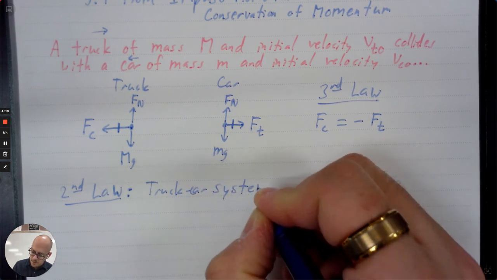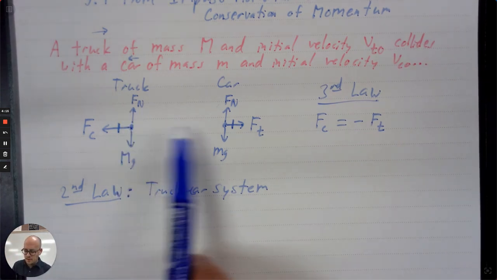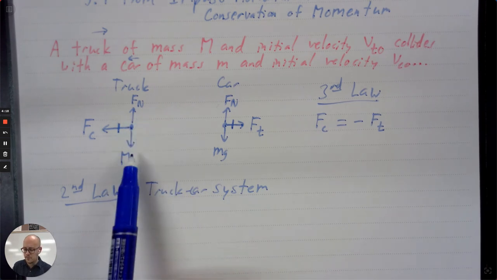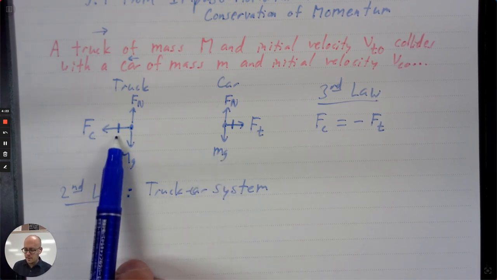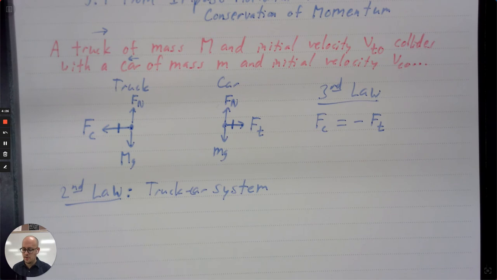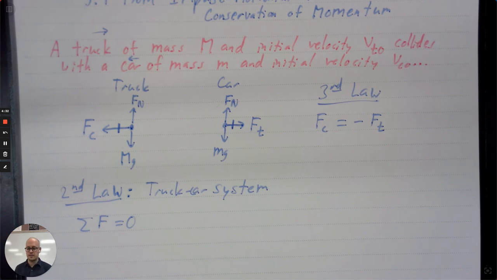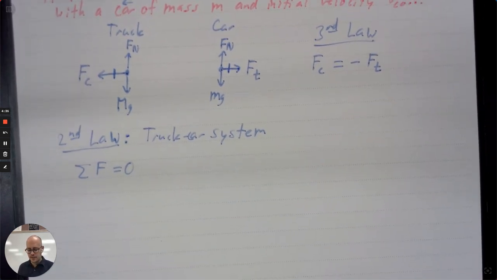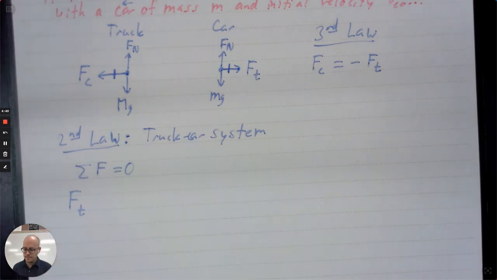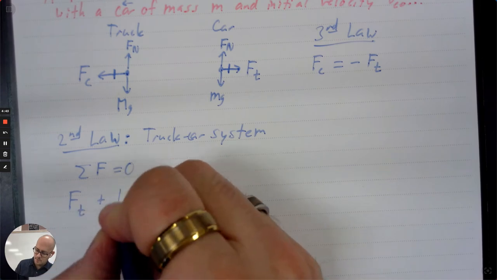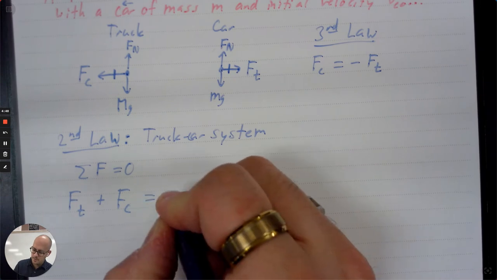The truck-car system. And what we will find is the vertical net force on the system is 0, because this normal force is equal to the weight, and this normal force is equal to this weight. So those add up to 0. And then because these forces are equal and opposite, they also add up to 0. So we have a net force of 0 on the system. And so following a Newton's second law analysis, if we added the force caused by the truck and the force caused by the car, because they are equal and opposite, they will add up to 0.